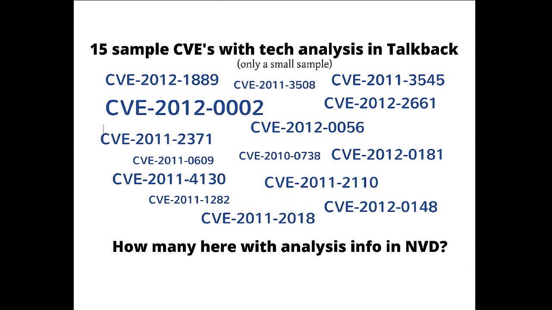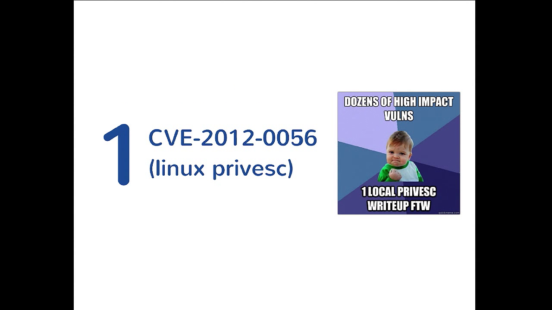So I had a little experiment when I worked on this talk. I looked at a bunch of different bugs that had exploitability information and ordered them by what was most popular. And I went through and I just listed them out here. There's about 15, I think. But it's a sample of stuff that has write-ups. And then the question, I didn't know the answer: how many of these have analysis info in NVD, a proper analysis? And the answer is 1.